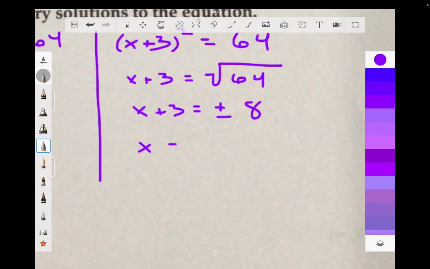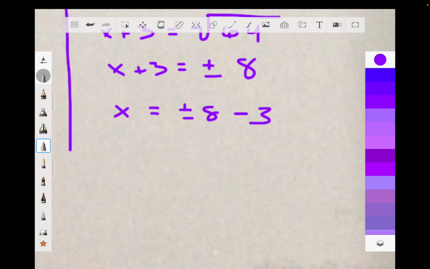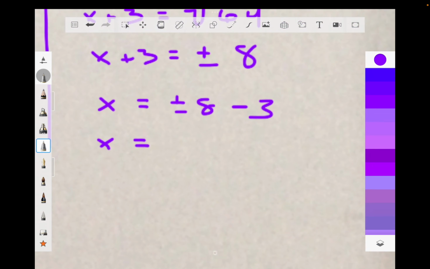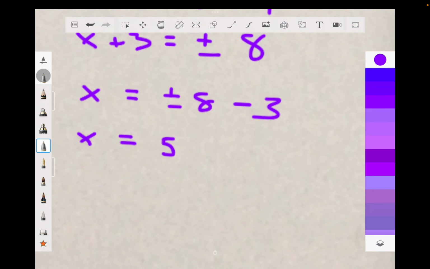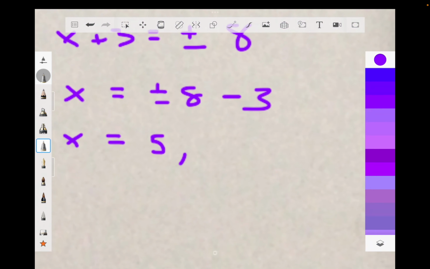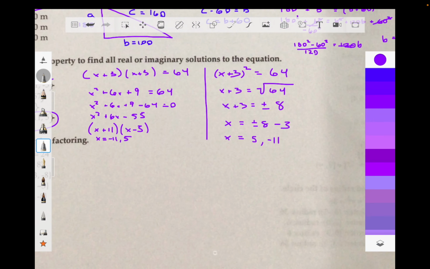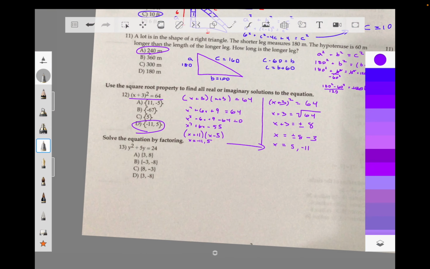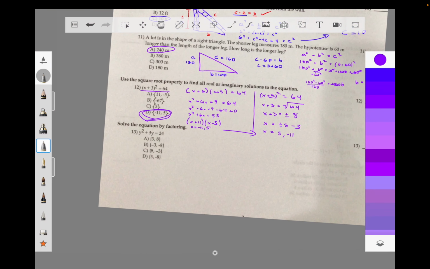Then it's going to be x equals plus or minus 8 minus 3, right? And if you solve that for positive 8, you get positive 8 minus 3, which is positive 5. Or if you make it negative 8, it becomes negative 8 minus 3, which is negative 11, which is the same answer we got here and here. So you could do either one.